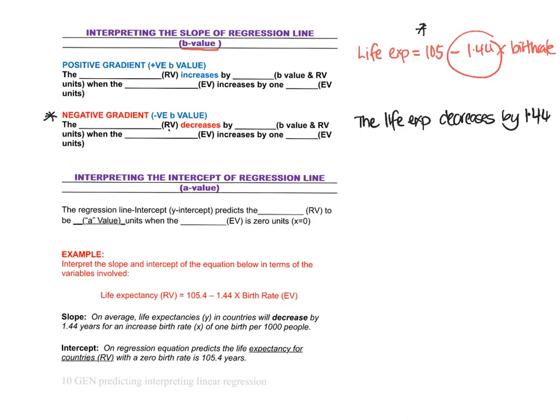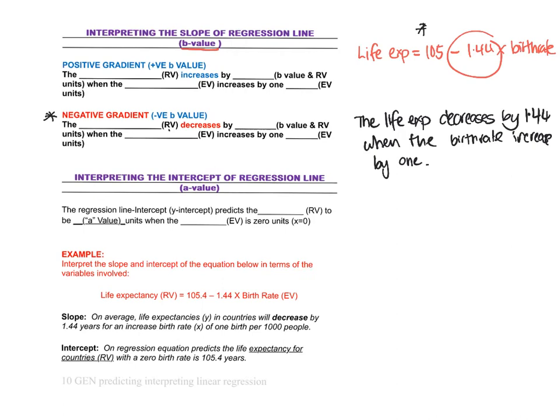So the life expectancy decreases by 1.44 when, and what's the EV? Yep, good. Birth rate increases by 1. And you can just say 1. It says units, but when it's a birth, there you go, 1 birth, that's fine. So that would be how you interpret that one. So there's both options there. In case the B value was positive, you'd use that top one.